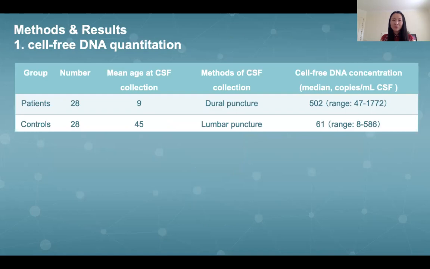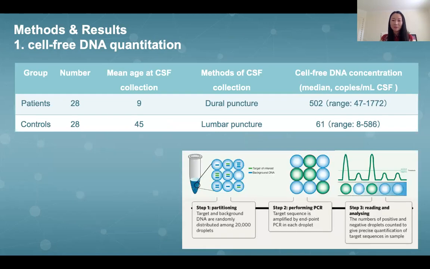To answer the first question, whether there is enough cell-free DNA in CSF, we recruited 28 patients with epilepsy and 28 controls. CSF was collected by dural puncture in patients and by lumbar puncture in controls. We then used droplet digital PCR, which is an absolute quantitation method, to study the cell-free DNA level. We found the median cell-free DNA concentration in patients is 502 copies per ml CSF and is 61 copies per ml CSF in controls, which shows there is enough cell-free DNA to make downstream analysis possible.